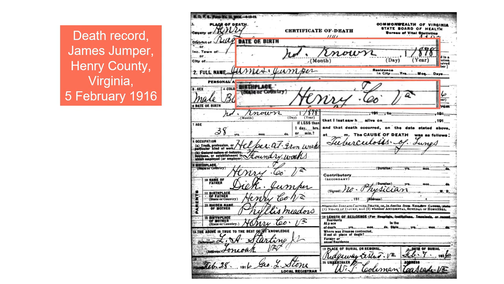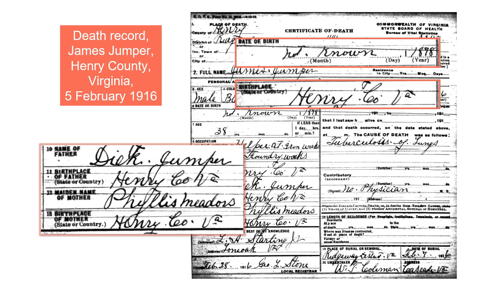Let's look at the example of James Jumper. According to his death certificate, he died in Henry County, Virginia on the 5th of February, 1916. Clues in the document state that he was born in about 1878, possibly in Henry County, Virginia. And his parents were reportedly Dick Jumper and Phyllis Meadows, both from Henry County.